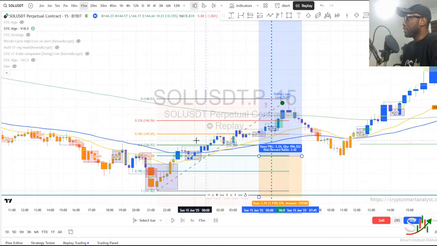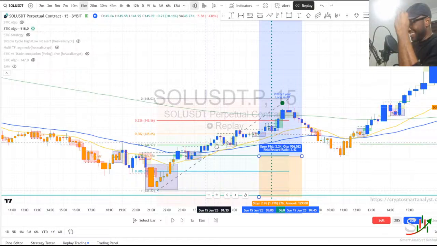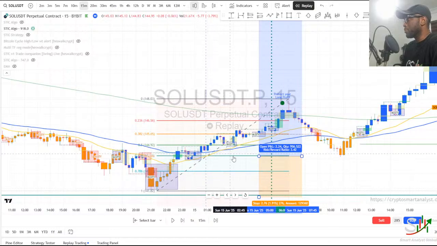So we have two ranges. We have the discounted region, which is before the 0.5, and the premium price. When the market gets to the premium side price, that is when it shifts.